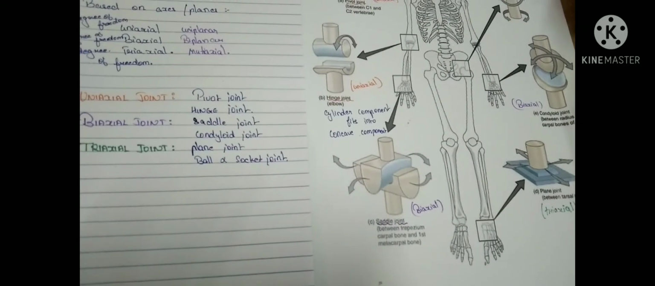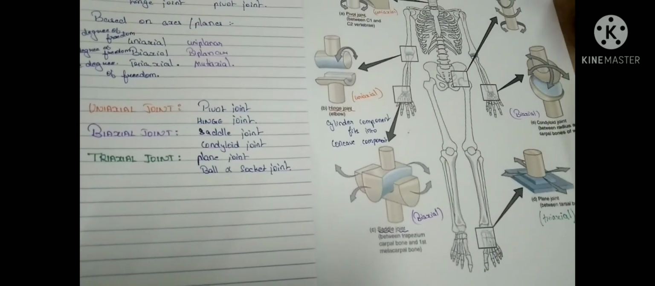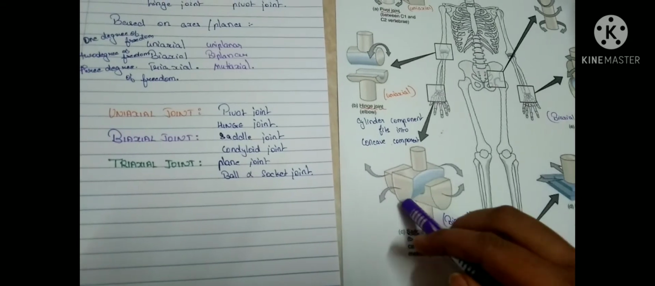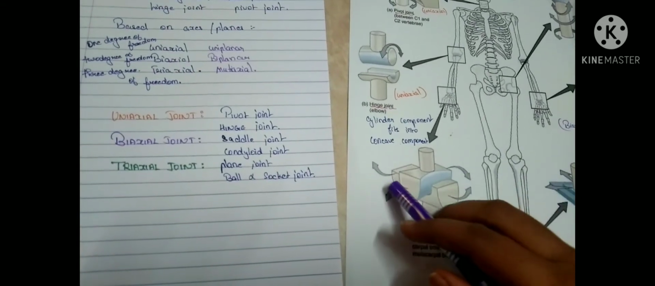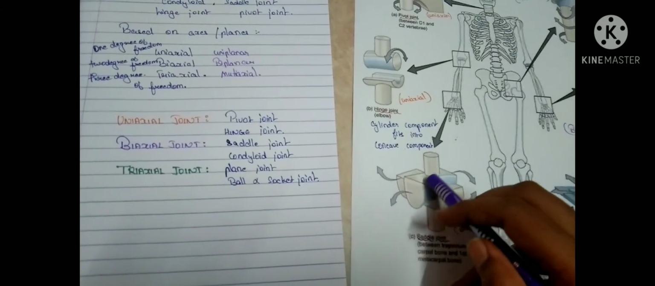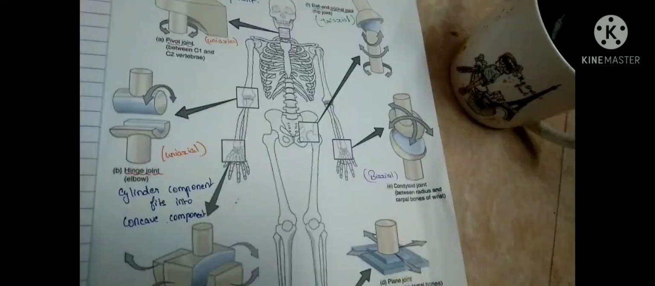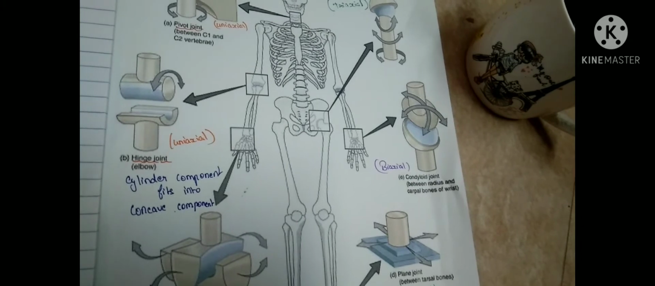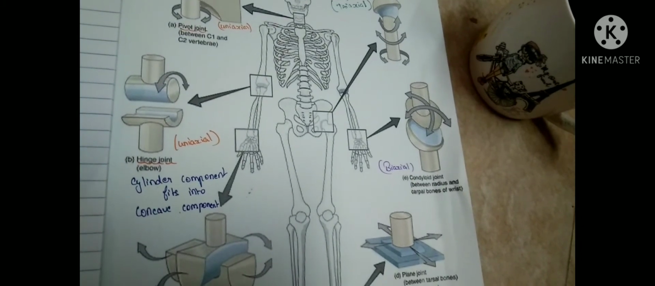Then in biaxial we have the saddle joint and the condyloid joint. In the saddle joint, it is convex in one plane and concave in the other plane. Concave in one and convex in the other. Whereas in the condyloid joint, in both planes they are convex.